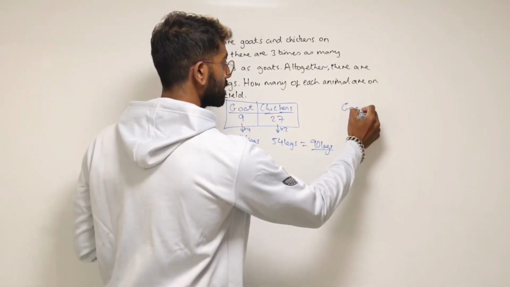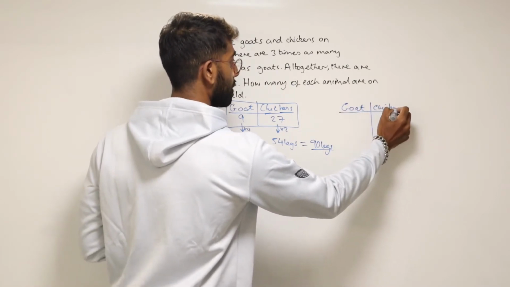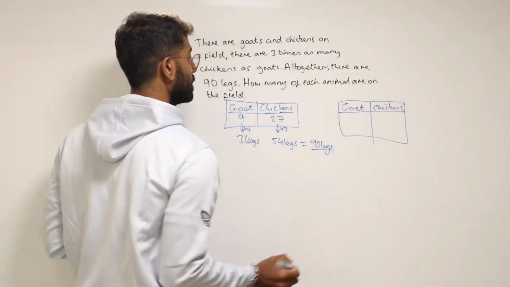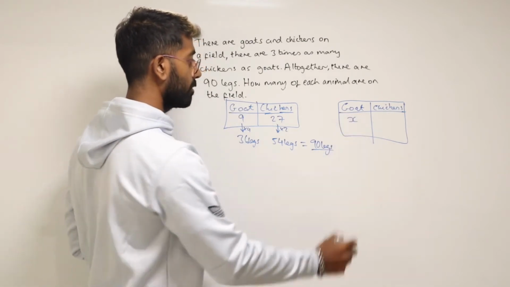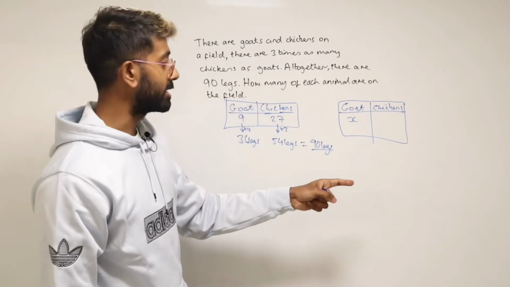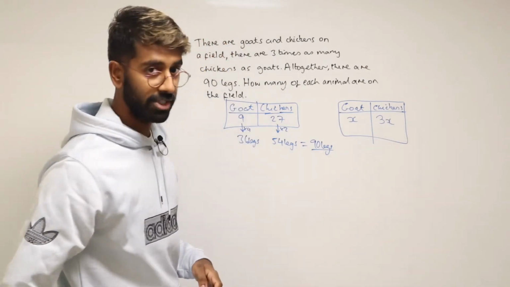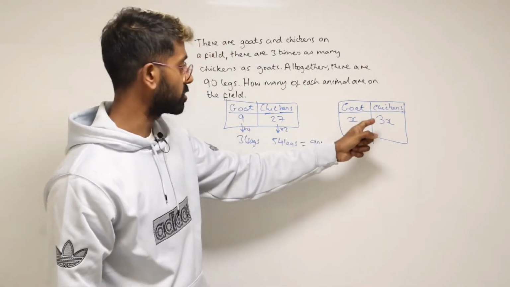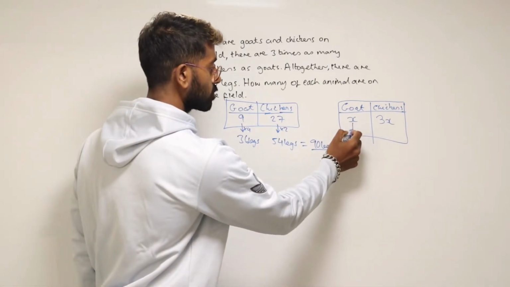So let me make the same table. We have goats and we have chickens. Now we don't know how many goats there are, so what we can do is say there are x number of goats. Because there are 3 times as many chickens, we can say that there are 3x lots of chickens, because whatever number of goats there are, there are 3 times as many chickens. So we need to do 3 times this number.